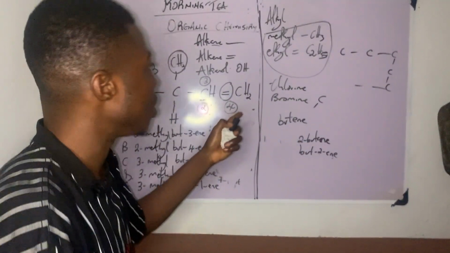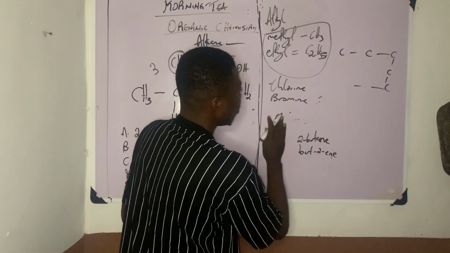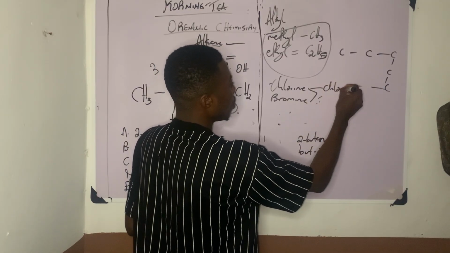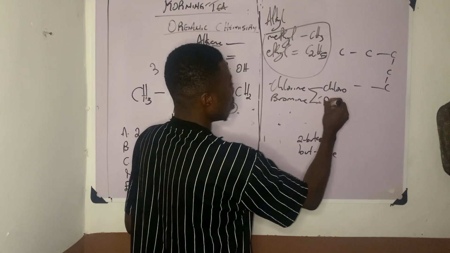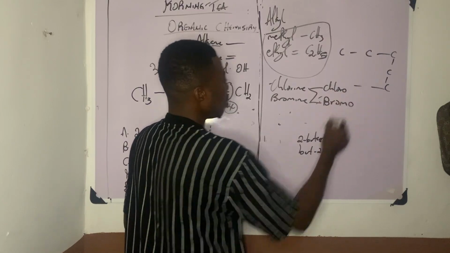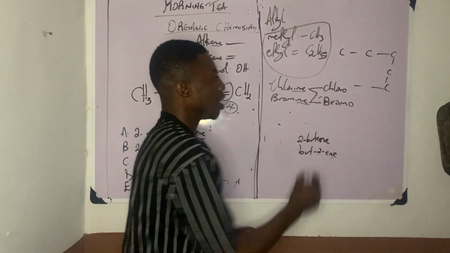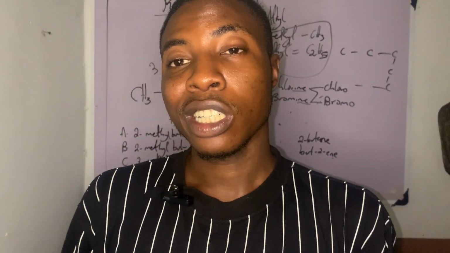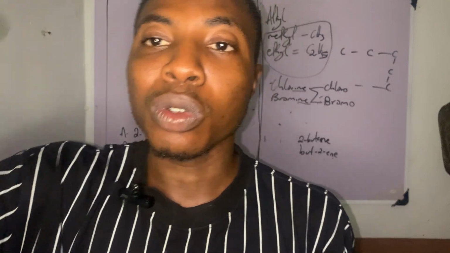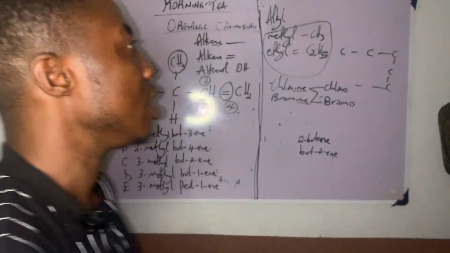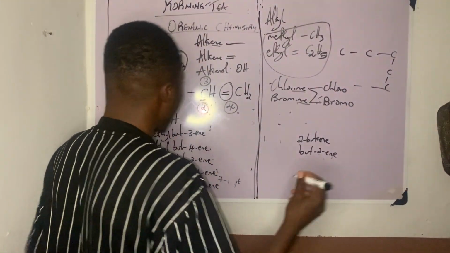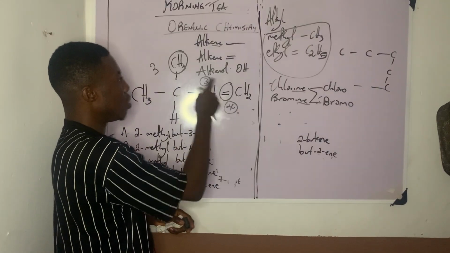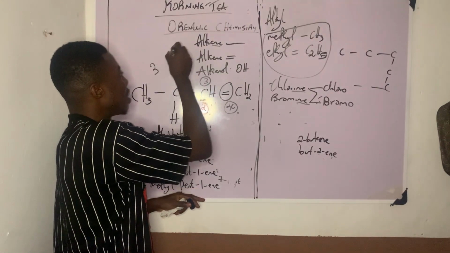When chlorine or bromine forms this, chlorine turns to chloro, bromine turns to bromo. You just remove the INE and replace it with O. So anytime you see a halogen forming an attachment, you now know. So how do you know an attachment? The one you do not count. Like 1, 2, 3, 4, we didn't count this. This forms an attachment.